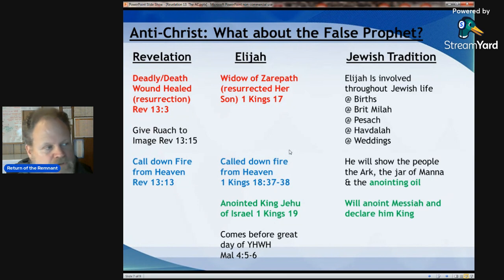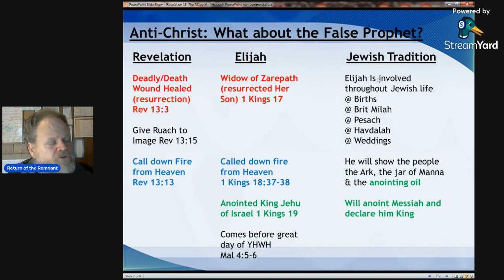Because if you take a look in Jewish tradition, all throughout a Jew's life, Elijah is supposedly there at the birth of a newborn. He's there on the 8th day at the Brit Milah, the circumcision. He is at every Passover. In many homes of tradition, during Pesach, they put out a cup for Elijah. At the Havdalah, he's there. At weddings, he's there. And I even think at death, he might be there as well in Jewish tradition.